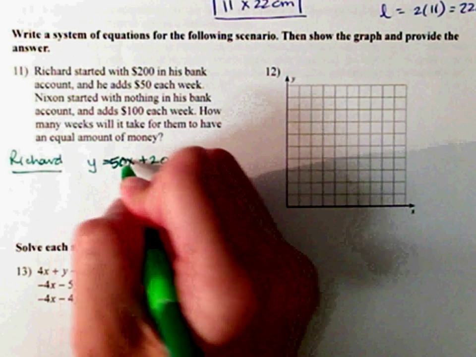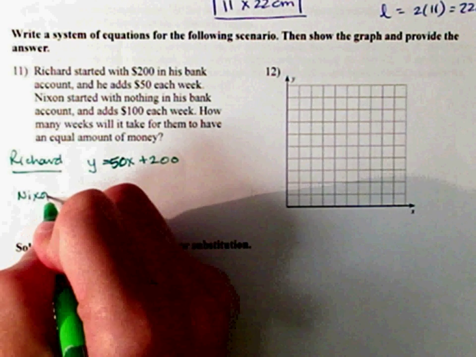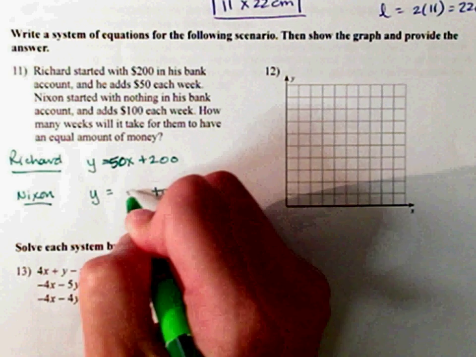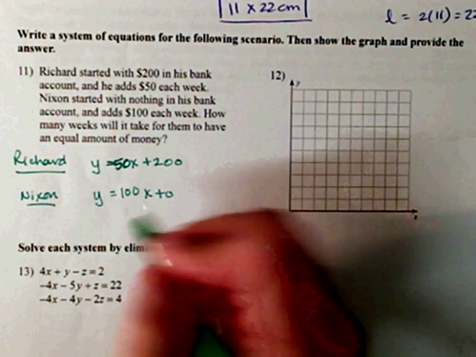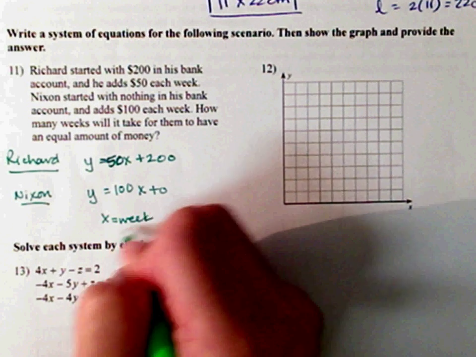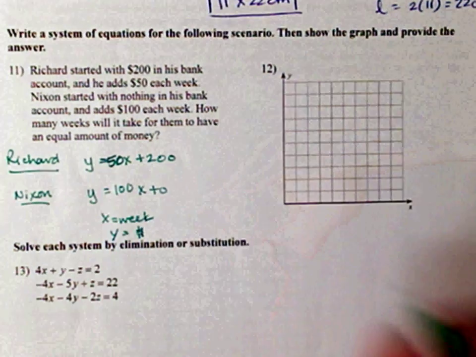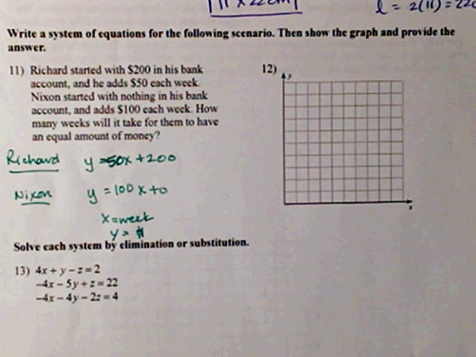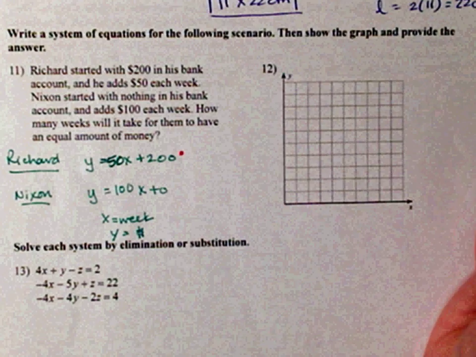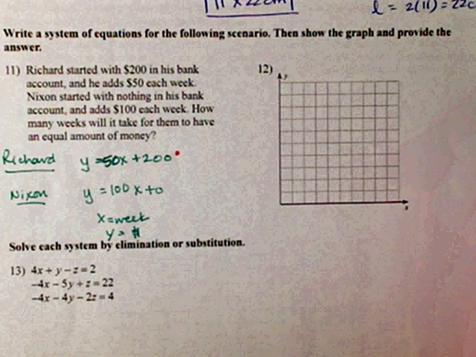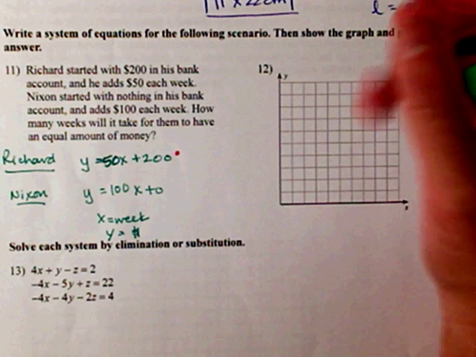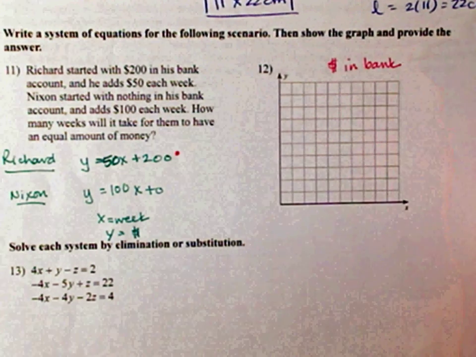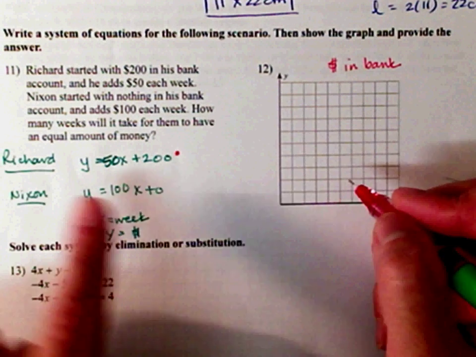Nixon, on the other hand, starts with nothing, but he's adding $100 each week. X representing the week, Y representing how much he has. So there's your dollar sign. Graph each one. I'm going to do this one in red. Now notice here's my scale. I don't have to title it, but if you wanted to, you can say money in bank. So, first of all, notice you start off with 200.